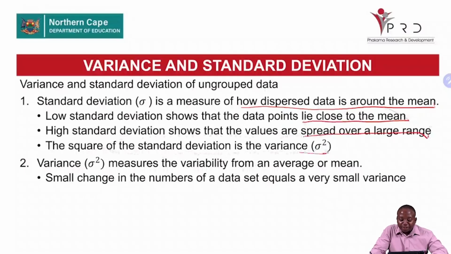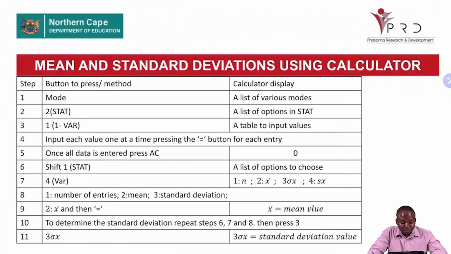The variance measures the variability around the mean. So a small change in the numbers of the data set equals what? A small variance. The variance is the change that took place at a certain point. So when you say high variance, that means there was a big change. Small variance, there was a small change. That is the comparison that we're having on the mean and the standard deviation. To calculate the mean and the standard deviation, we normally use a calculator. So these are the calculator instructions that we have done.